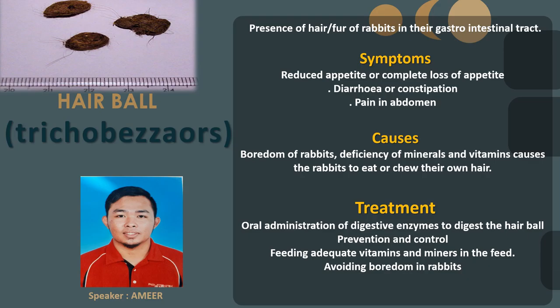Symptoms: reduced appetite or complete loss of appetite, diarrhea or constipation, pain in abdomen. Causes: fiber deficiency or mineral or vitamin deficiency causes rabbits to eat or chew their own hair. Treatment: oral administration of digestive enzyme to digest the hairball. Prevention and control: feeding adequate vitamins and minerals in the feed, avoiding boredom in rabbits.